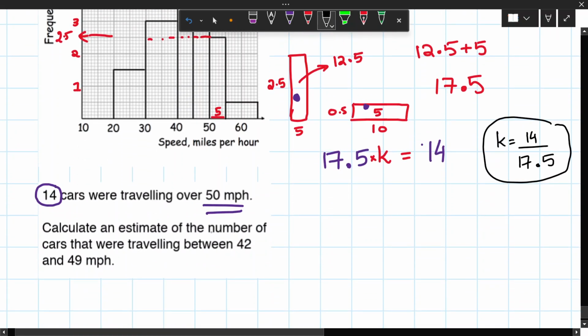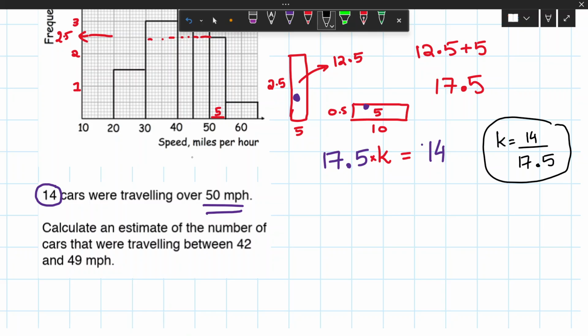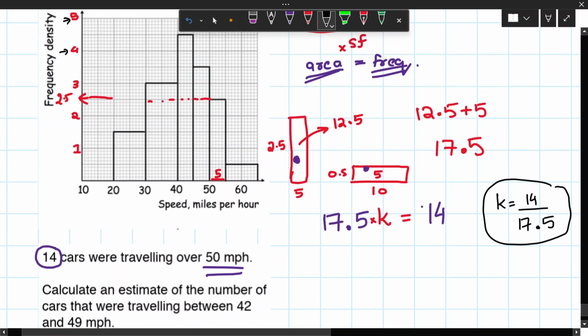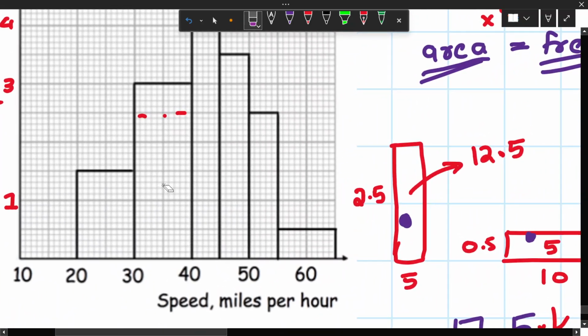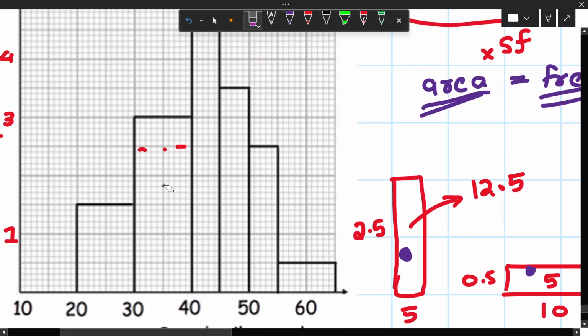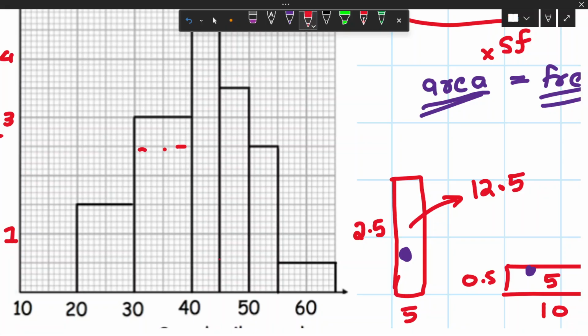Now the question says, calculate an estimate of the number of cars that were traveling between 42 and 49. Oh, they've made our lives much difficult here. So we need to find between 42 and 49. Let me zoom in for you guys. So if I need to find 42 and 49, obviously we know that there are 10 divisions here, so we know each of them would be 1 each. Right between the middle, we can find 45. So I know there's 45.